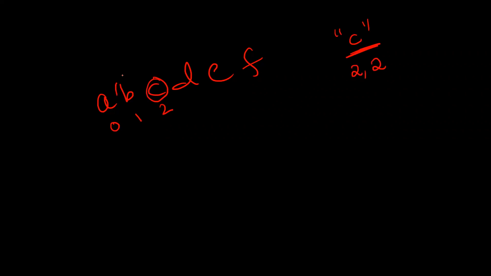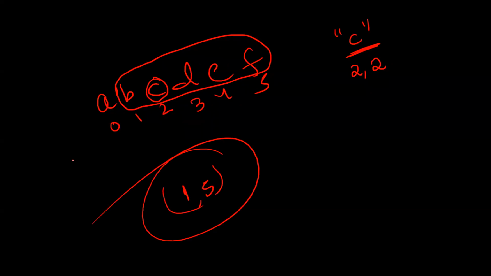Let's say I am talking about this substring B, C, D, E, F. Then the starting index of this substring will be index 1 and the ending index will be index 5. So what I am telling you is every substring will have a starting index and an ending index. That is true for any given substring.